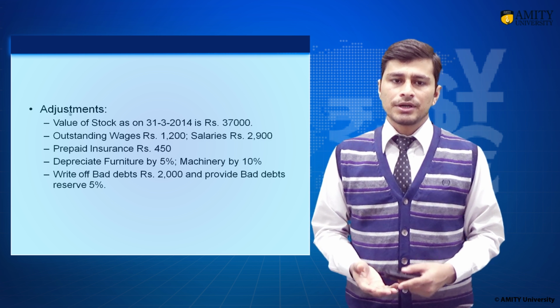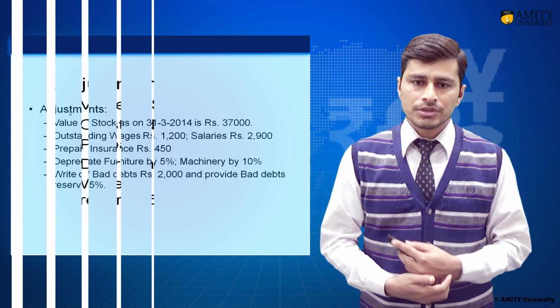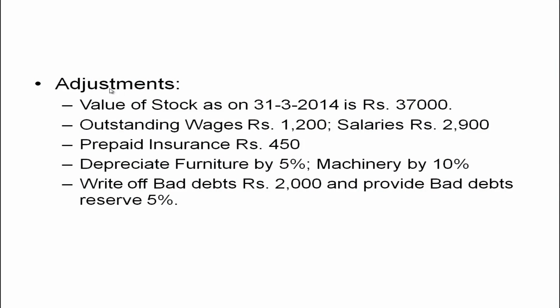And provide bad debts reserve at 5%. So we have to create one more thing, a bad debt reserve of 5% of the total amount. So these are the entries we have to adjust in preparing the trading and profit and loss account and balance sheet.